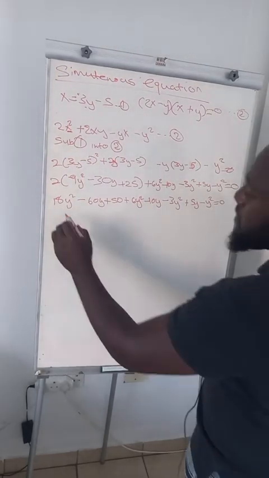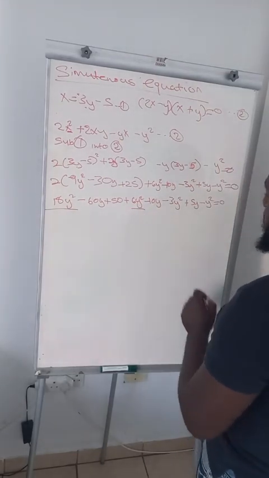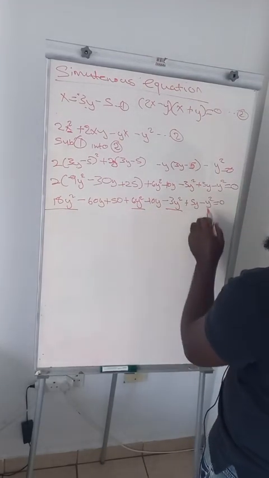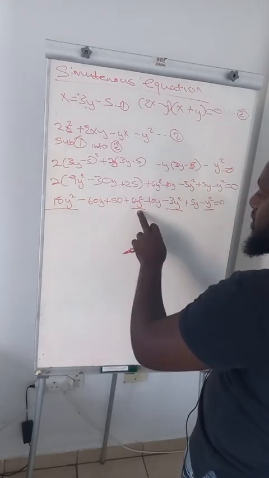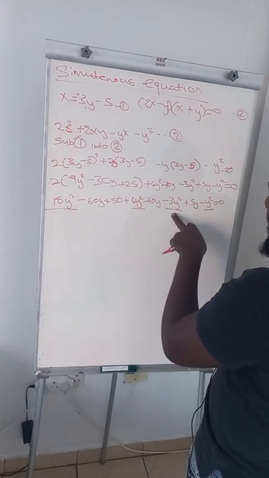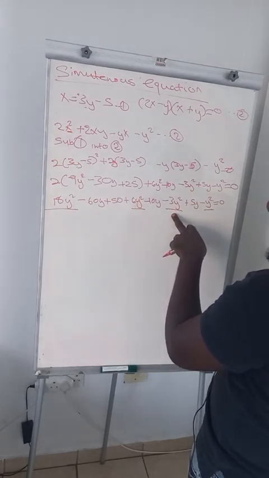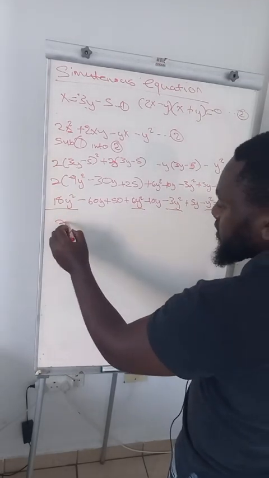So adding the like terms, it means you'll add 18 and 6 and 3 and y squared. So it means we'll have 18 plus 6, it will give us 24. 24 minus 3 gives us 21. 21 minus 1 gives us 20.